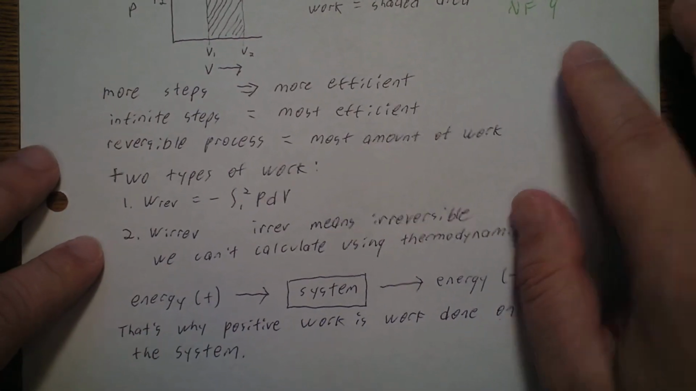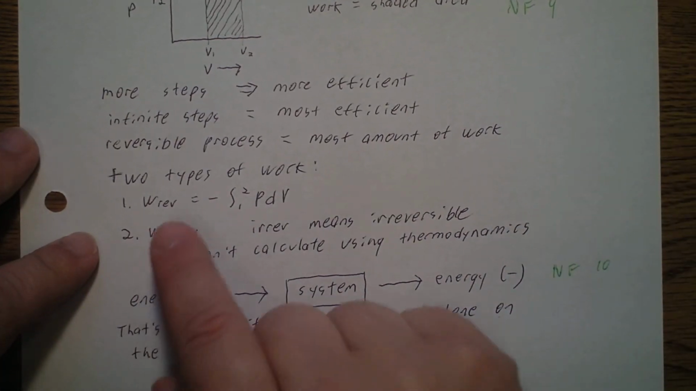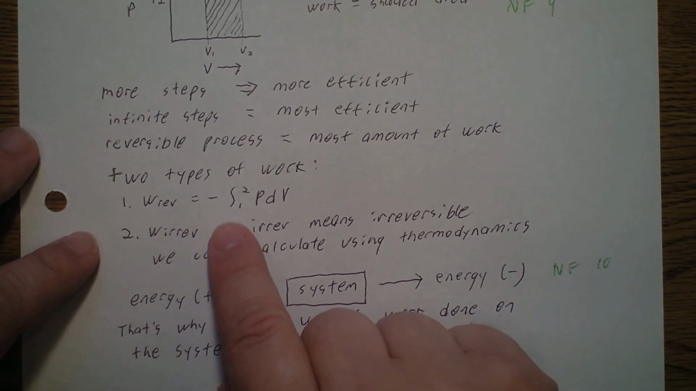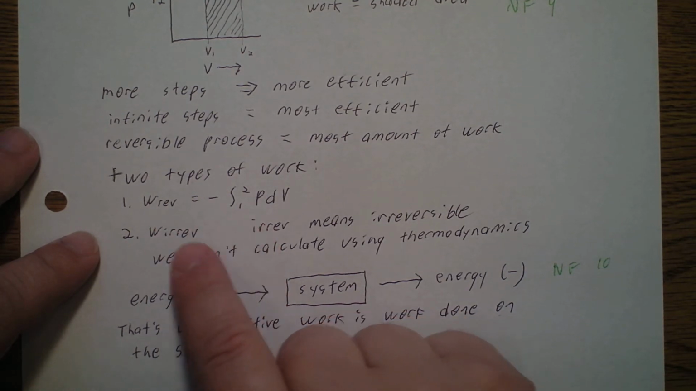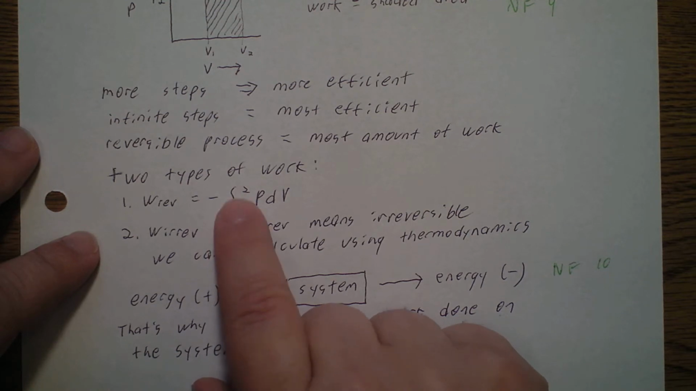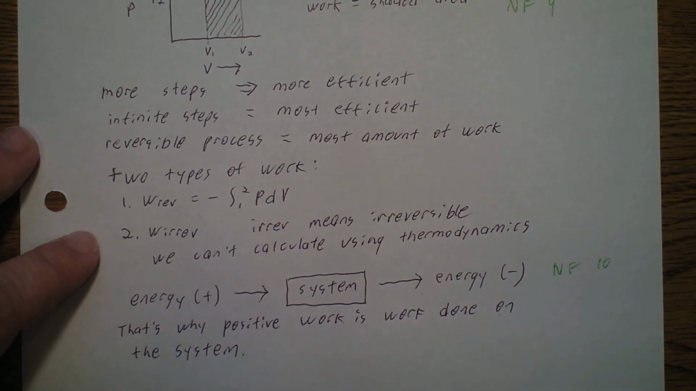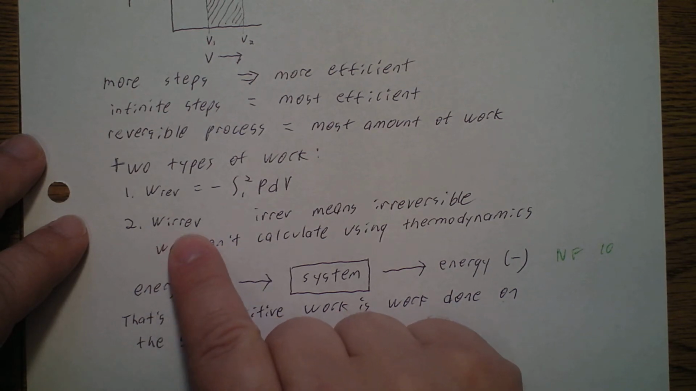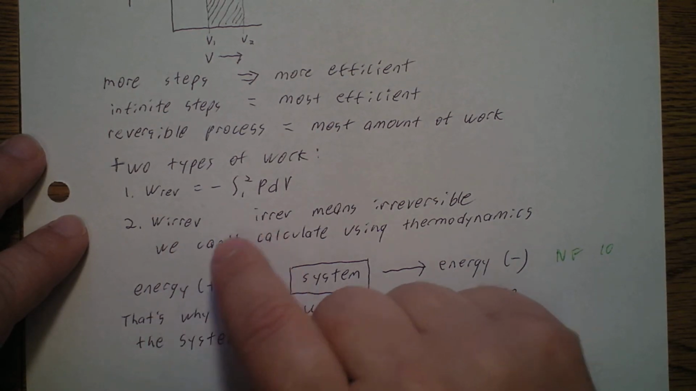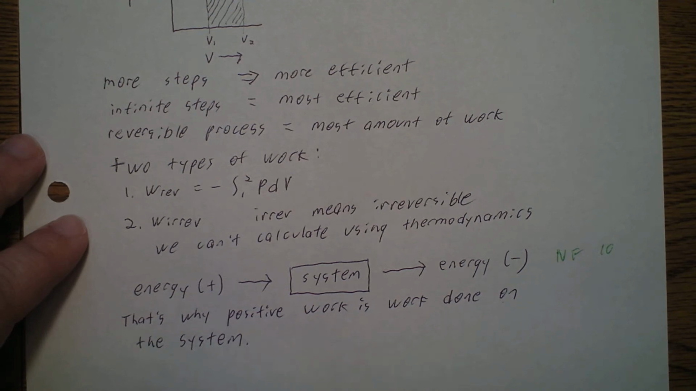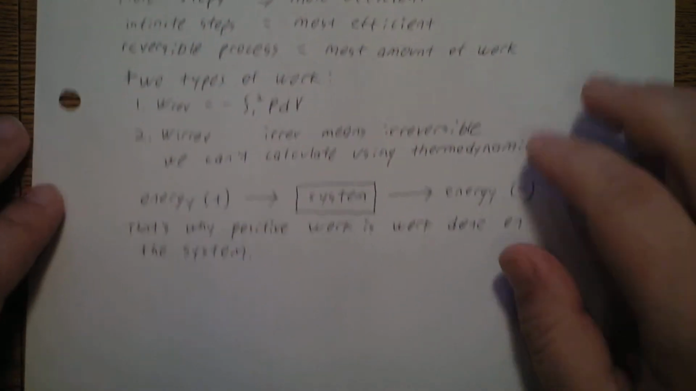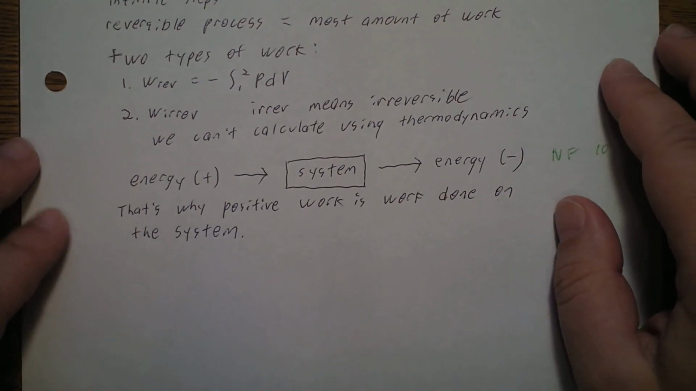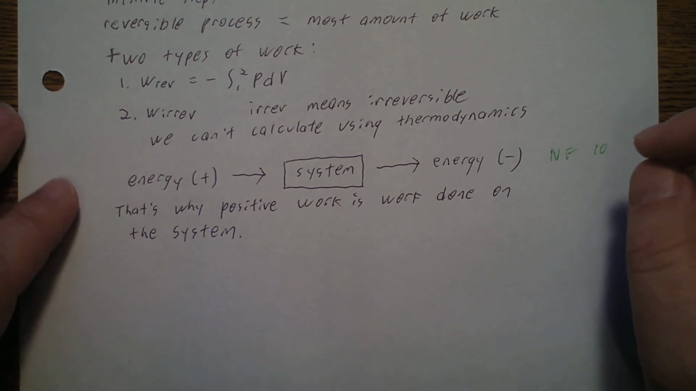Now there are two types of work: reversible and irreversible. Reversible work, we already showed you, at least when you're talking about gases, is minus the integral from state 1 to state 2 of pressure with respect to volume. Irreversible work, we're abbreviating IRREV for irreversible. We can't actually calculate that. We don't have a way to do it, at least not in thermodynamics. Maybe somebody else has figured it out, but not me.